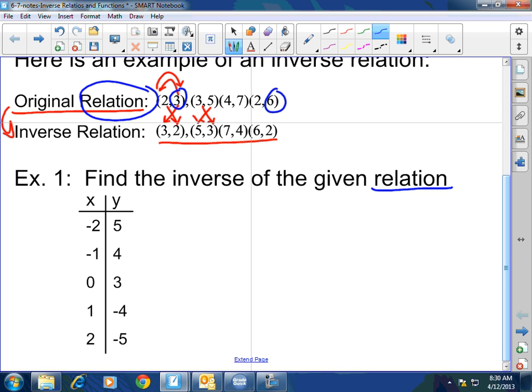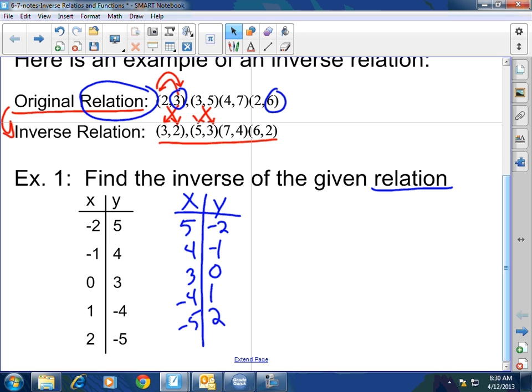So to find the inverse of this given relation, what would the inverse be, guys? (5, -2), (4, -1), (3, 0), (-4, 1), (-5, 2). Done. That's the inverse relation. You simply switch the x and the y values. You just switch them. You invert them. It's the inverse. Does that make sense for relations? Simple, right?